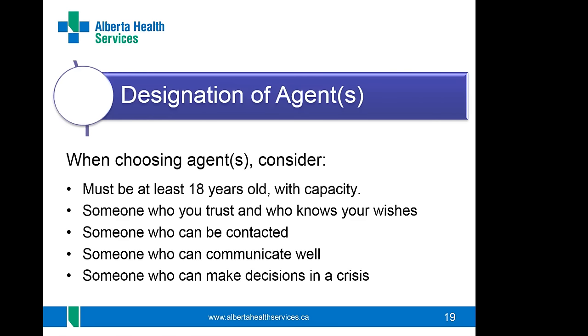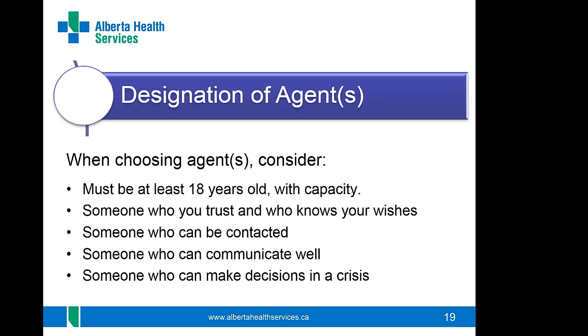You do want to think about somebody who can be contacted. So your agent does not have to live in the same city as you. It's ideal if they do, because then they're close by if something happens. But as long as we can contact your agent, they don't have to live close by. Cell phones have really opened up how easily we can contact people. You want to think about somebody who can communicate well, and somebody who's not going to fall apart under a stressful situation. Because if they're ever called in to make decisions on your behalf, it's really hard, and it's most likely not in the best circumstances. So you want to think about somebody who's going to be able to think clearly even when they're under stress.